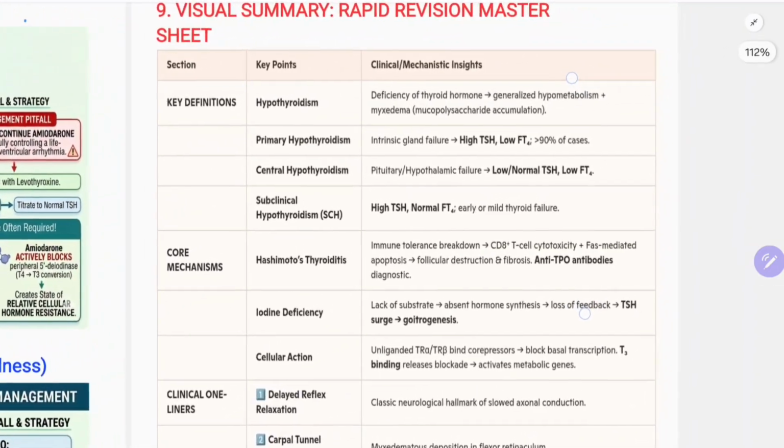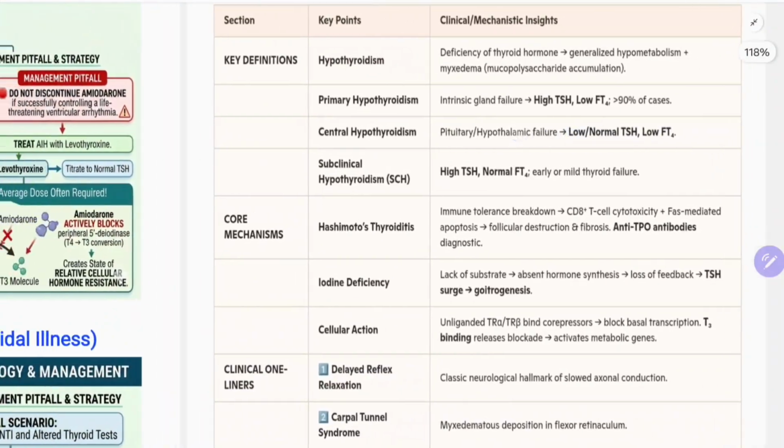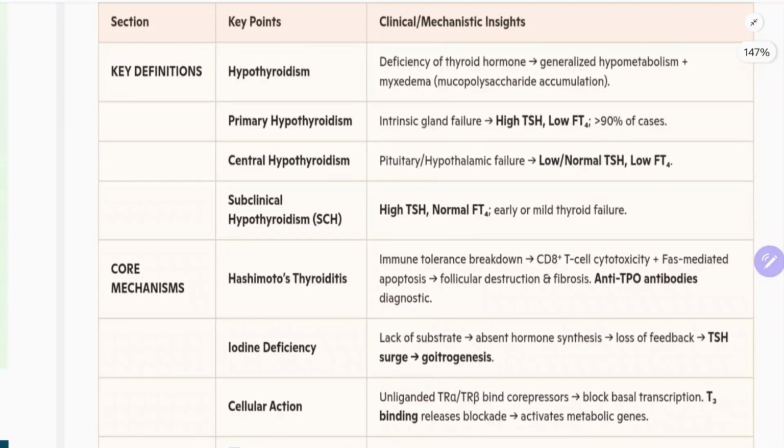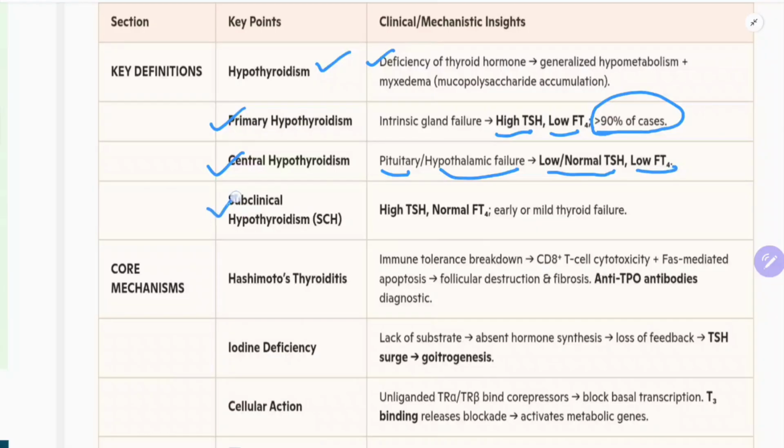Now this is a visual summary, a rapid revision master sheet. Key definitions. Hypothyroidism: deficiency of thyroid hormone leading to generalized hypometabolism plus myxedema, mucopolysaccharide accumulation. Primary hypothyroidism: intrinsic gland failure leading to high TSH, low FT4 in more than 90% of cases. Central hypothyroidism: pituitary or hypothalamic failure, low or normal TSH, low FT4. Subclinical hypothyroidism: high TSH, normal FT4, early or mild thyroid failure.